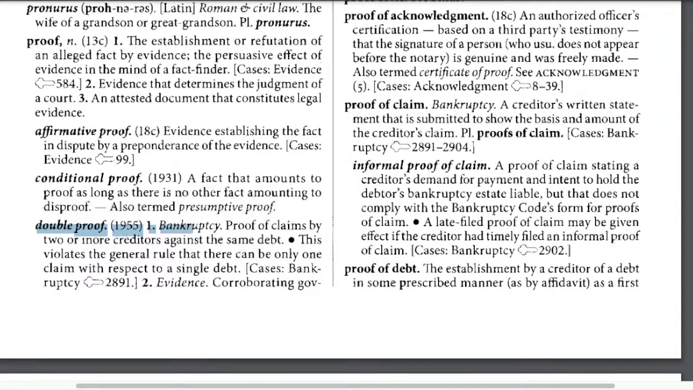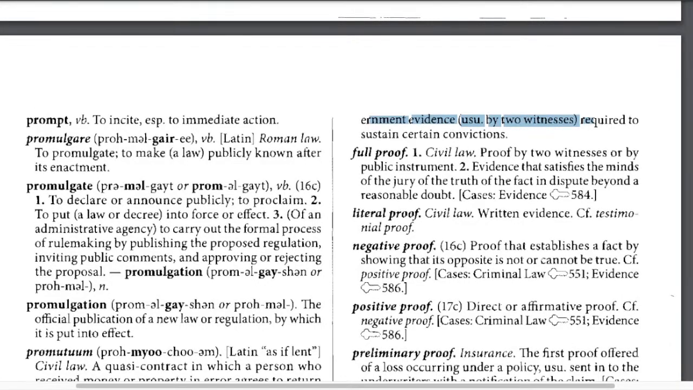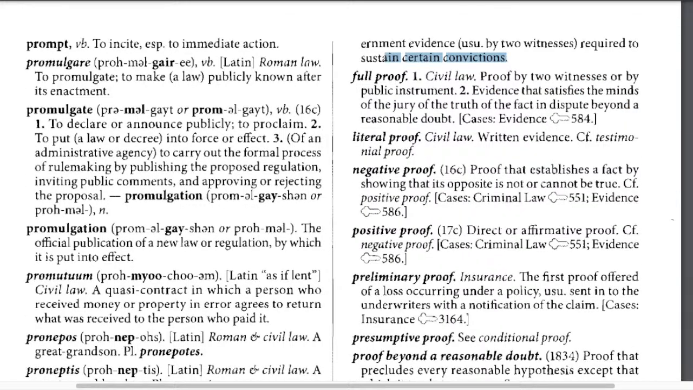We have double proof, 1955. It's from bankruptcies, proof of claims by 2 or more creditors against same debt. Corroborating, government evidence by 2 witnesses required to sustain certain convictions. Full proof, civil law, proof by 2 witnesses or by public instrument. Evidence that satisfies the minds of the jury of the truth of the fact in dispute beyond a reasonable doubt.